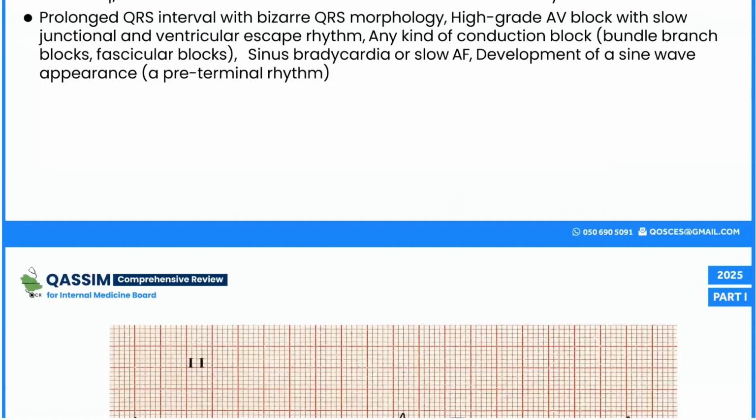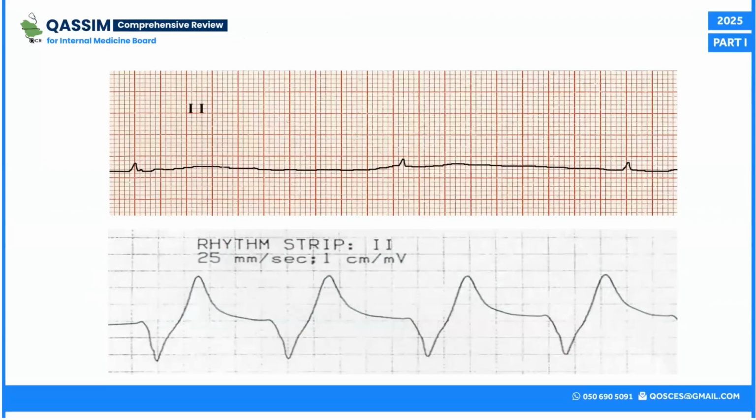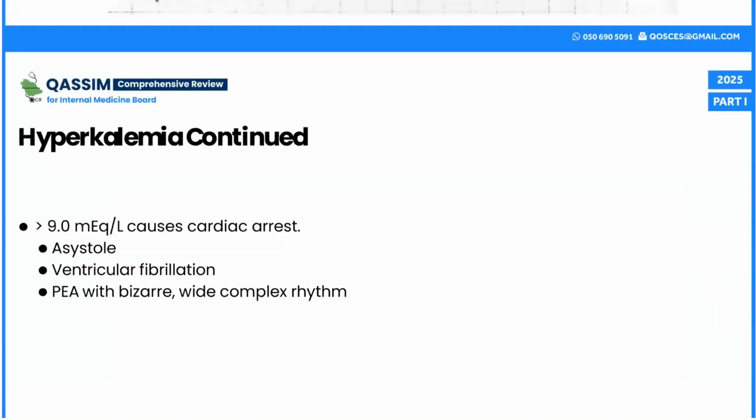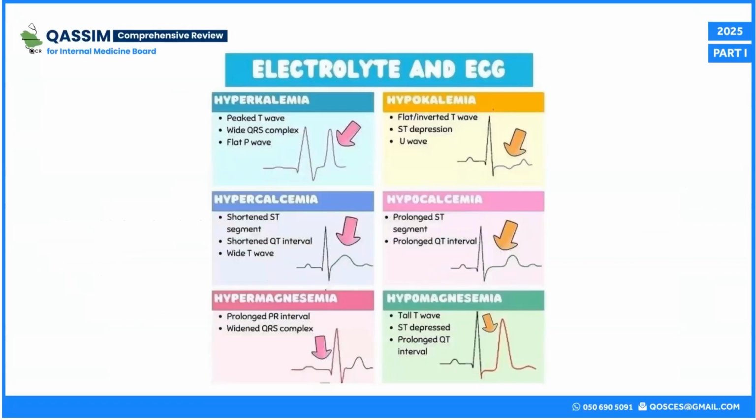So this kind of applies to it. This is a slow bradycardia, and this is also wide QRS complexes with no clear P wave, and this is a sine wave. A potassium of more than 9 usually causes a cardiac arrest with ventricular fibrillation or pulseless electrical activity with a bizarre wide complex rhythm. Always check your potassium and give calcium gluconate until the rhythm is corrected.